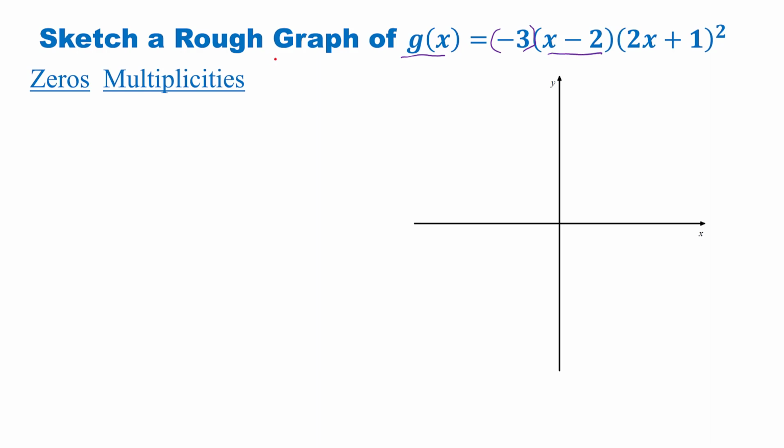If I set x minus 2 equal to 0, I get x equals 2. So my first zero is 2. We notice that x minus 2, the factor from which I got that zero, is raised to the power of 1, giving me a multiplicity of 1 here. And then we look at 2x plus 1 squared. If I set 2x plus 1 equal to 0, I get x equals -1/2. So we have a second zero of -1/2. The multiplicity on that zero would be 2.